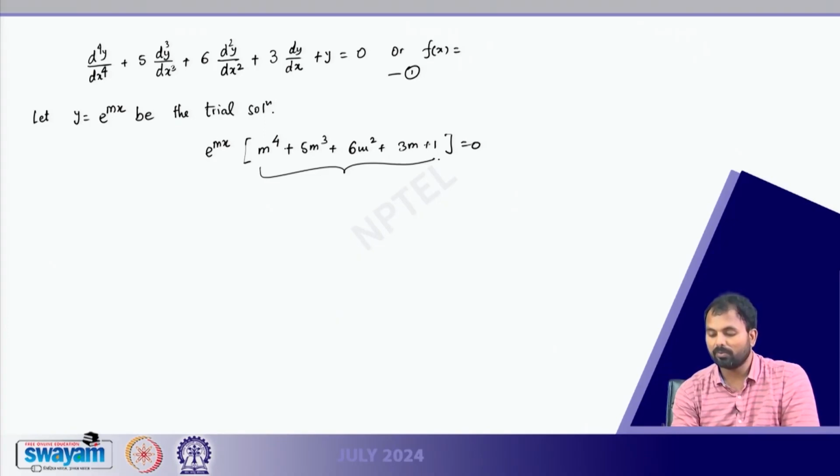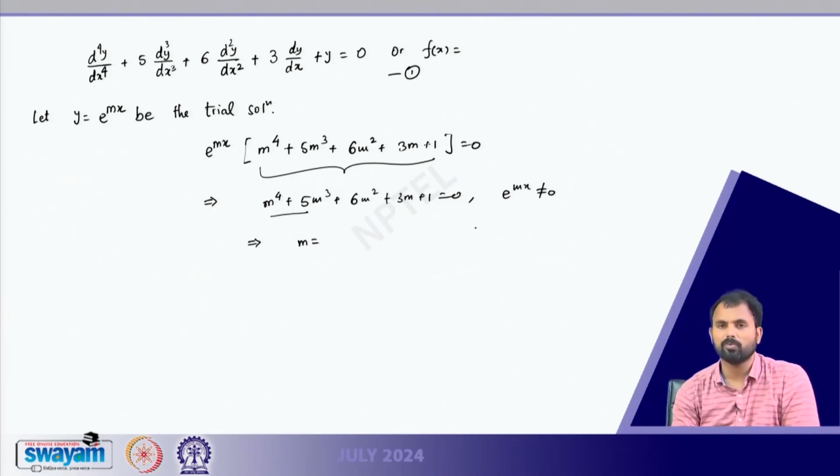Obviously you have a product of two quantities equal to 0, but e to the power mx is non-zero all the time, as long as x is not tending to infinity and so on. So in general e to the power mx is non-zero, so the other factor must be 0, and therefore from here we can solve for m. Obviously you will get 4 roots. Let us say it is possible to solve this, and we got 4 roots, lambda 1, lambda 2, lambda 3 and lambda 4.